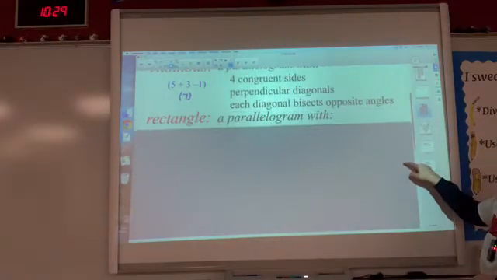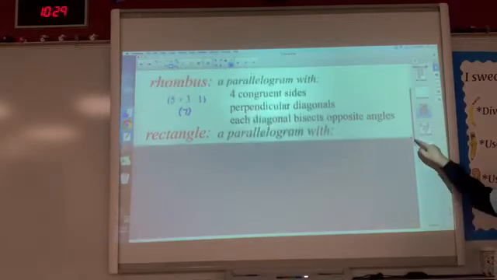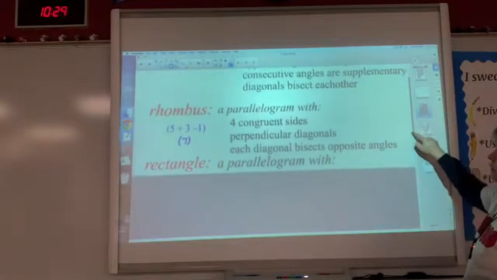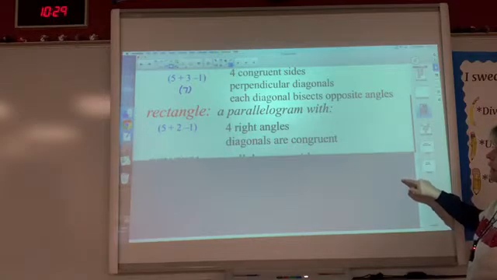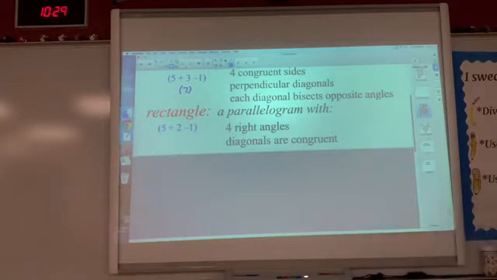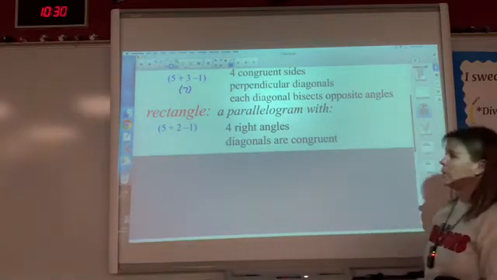Next up is the rectangle. A rectangle is also a parallelogram. So a rectangle has 5 properties, plus 4 right angles and diagonals that are congruent. It has the 5 properties of a parallelogram. It has 4 right angles and diagonals that are congruent to each other. If you look over at the amount of properties a rectangle has, it has the 5 parallelogram properties plus 2 of its own. But again, it says you have to subtract 1 of the parallelogram properties.